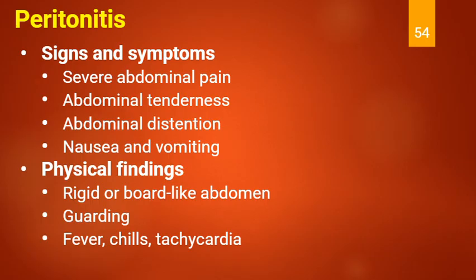Patients with peritonitis typically develop severe abdominal pain and tenderness. The abdomen may become rigid or board-like, which occurs because the abdominal muscles tighten in response to inflammation and pain. This protective response is called guarding. Other symptoms may include nausea, vomiting, abdominal distension, fever, chills, and tachycardia. These symptoms indicate a serious inflammatory response occurring in the abdominal cavity.